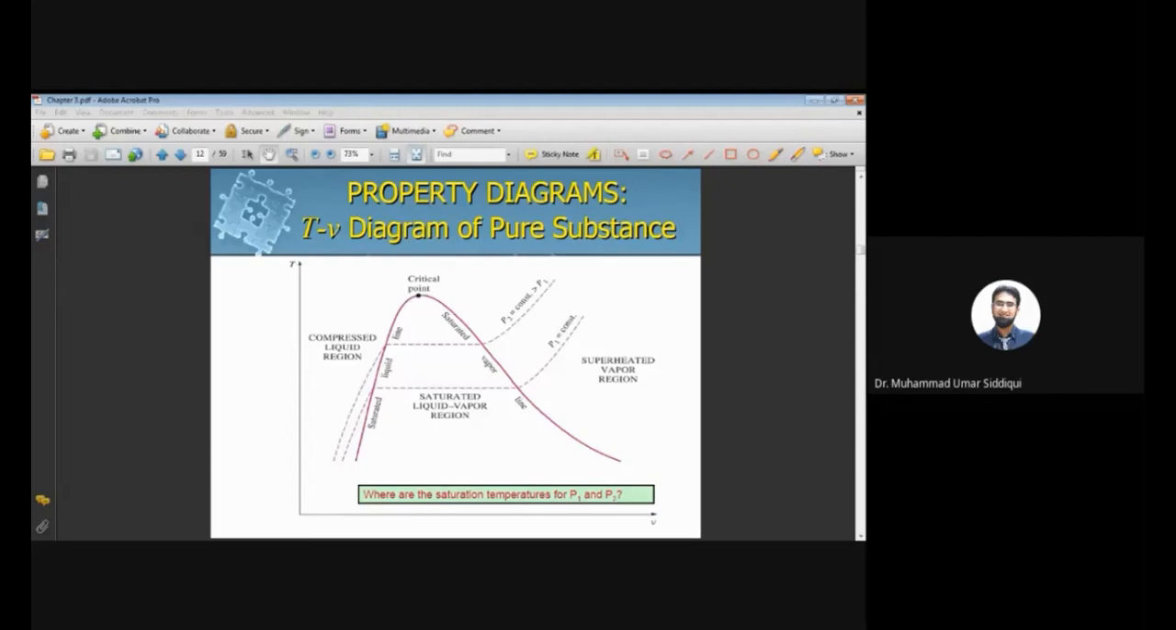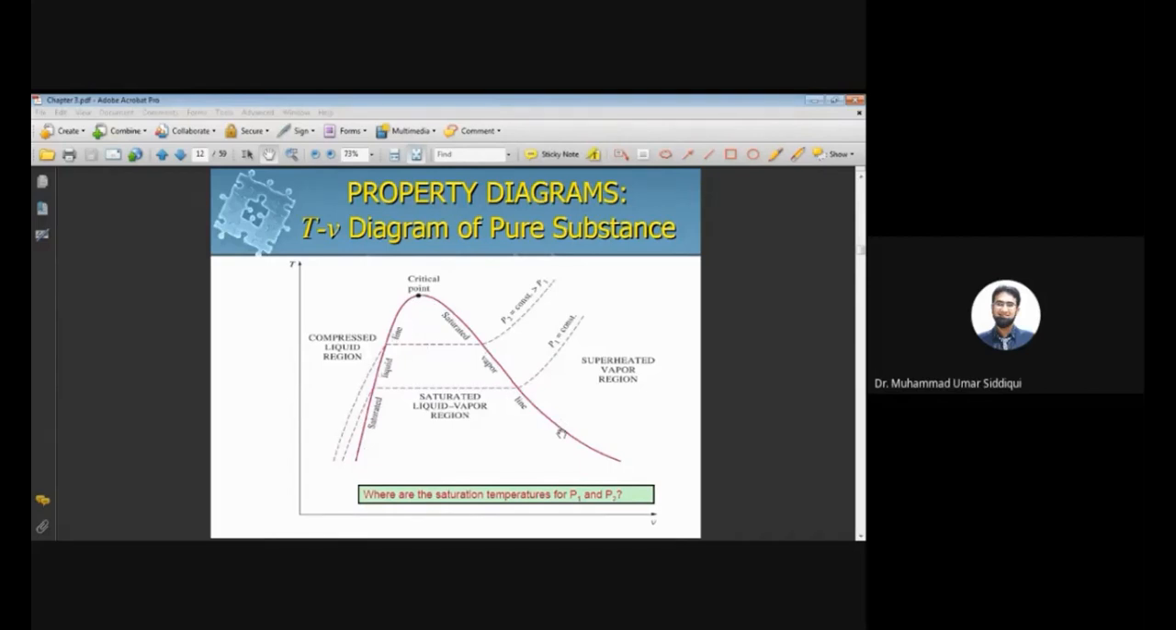And if you look at it in the diagram, it's going to look like a dome. So we'll have this dome in front of us. Inside the dome, we'll have the saturated liquid vapor region. The top point of the dome is the critical point. The left-hand side of the line of this dome is the saturated liquid line. The right-hand side line of this dome is the saturated vapor line.